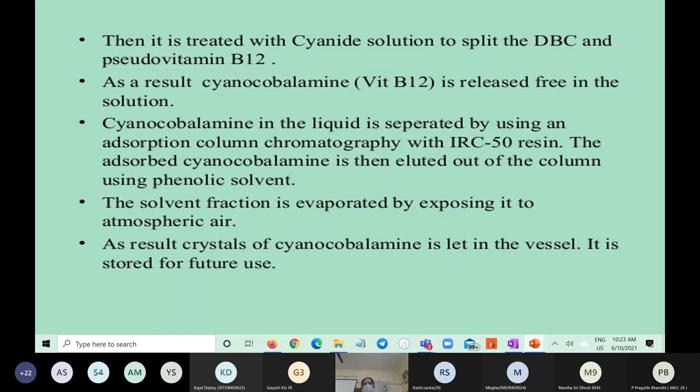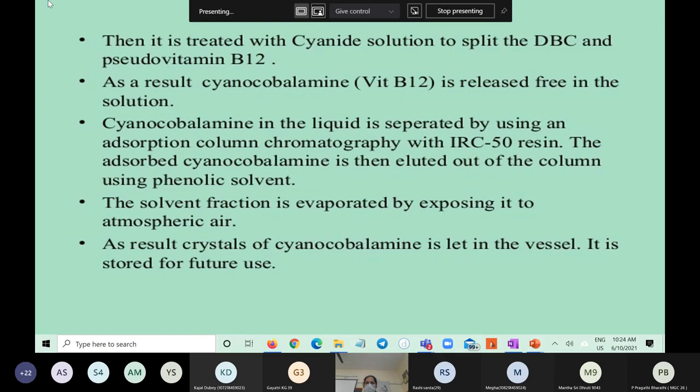This solvent is having cyanocobalamin, then it will be exposed to atmospheric air and then the crystals of cyanocobalamin will be there. And then it can be stored for future use, it can be packaged, and it is the complete process.